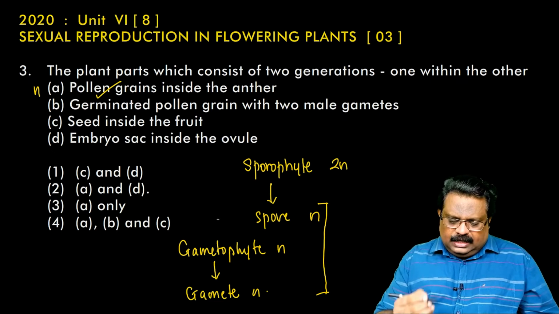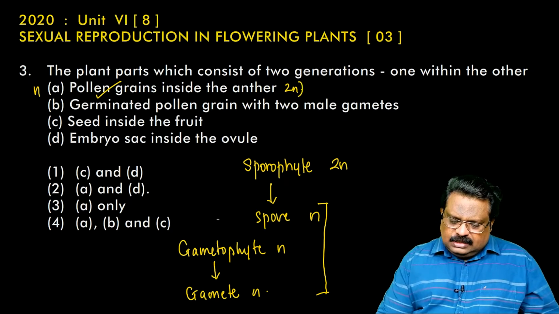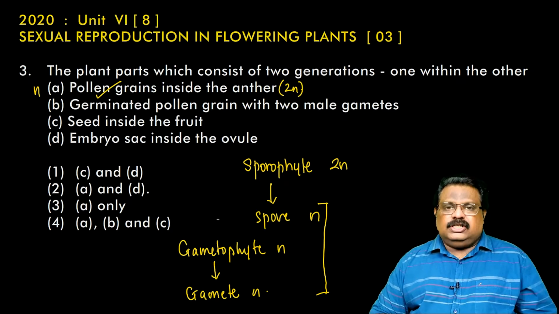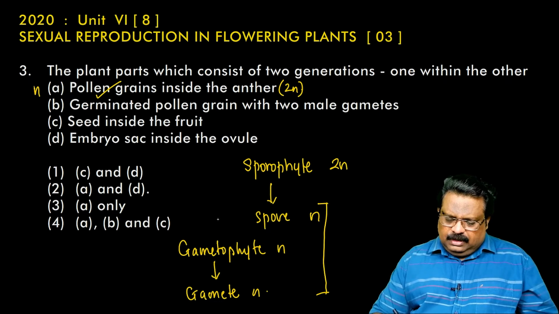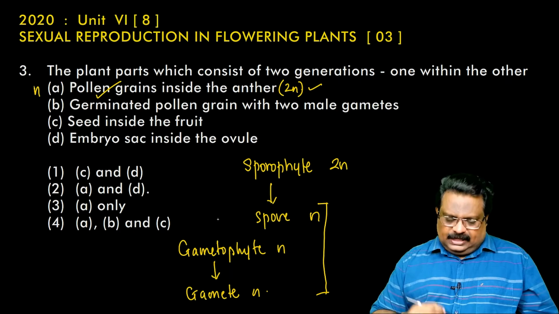But the anther, inside which the pollen grains are produced, is diploid. That means the anther is a part of the flower, no? The functional part of the stamen is called the anther. So the anther is diploid. Diploid means it is a part of the sporophytic generation.